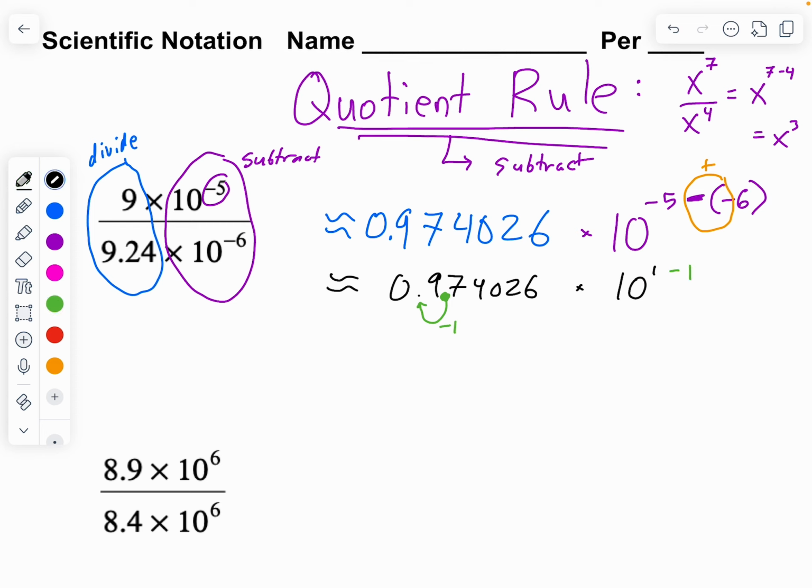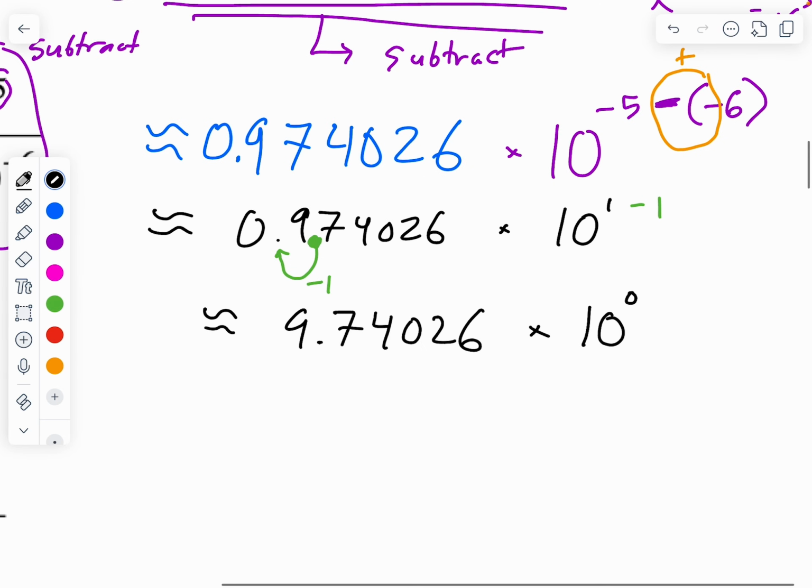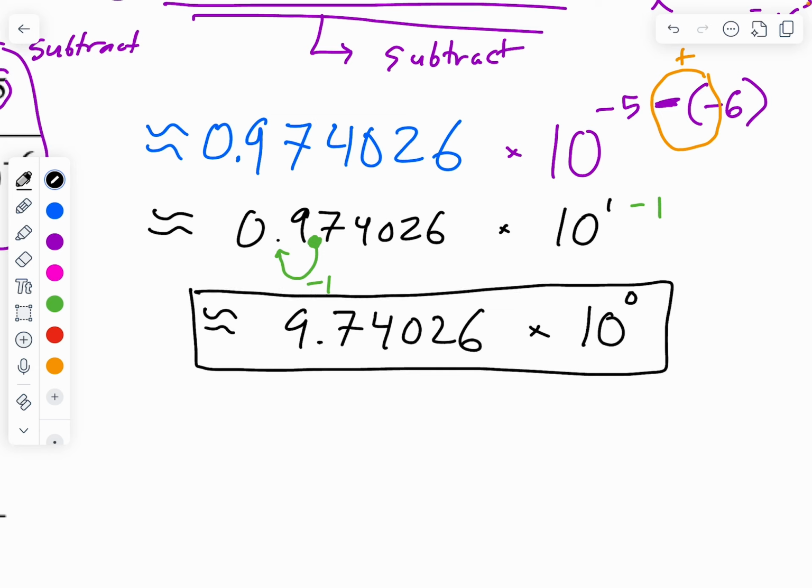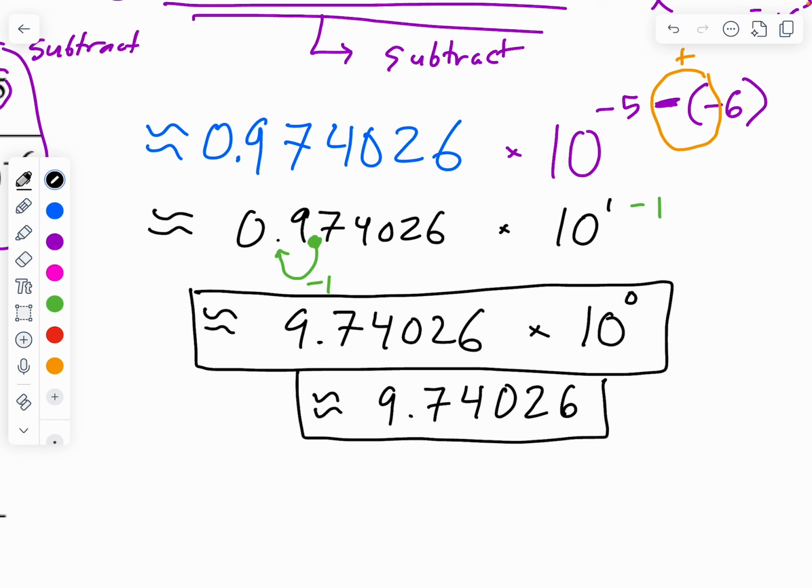So what that gives you is 9.74026 times 10 to the power of, even weirder, this is way more weird, 10 to the power of 0. Now, some people believe that this is your answer, while others say it is totally fine to write this as just 9.74026. Here's why. What is 10 to the 0 power?